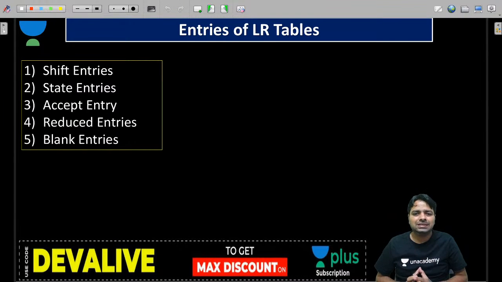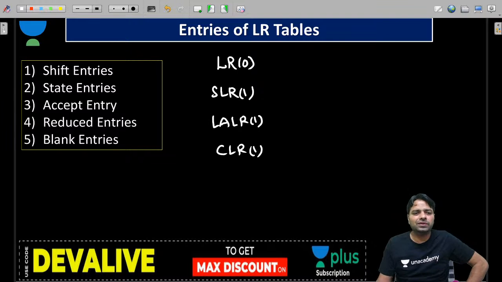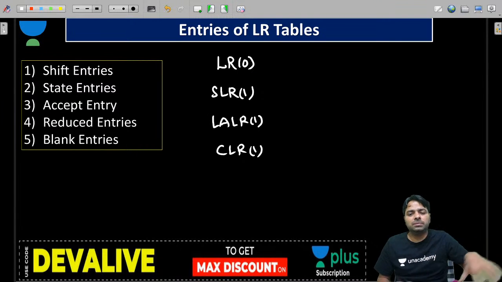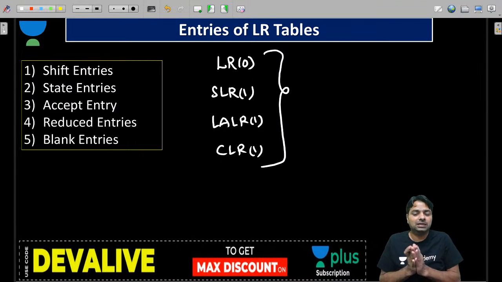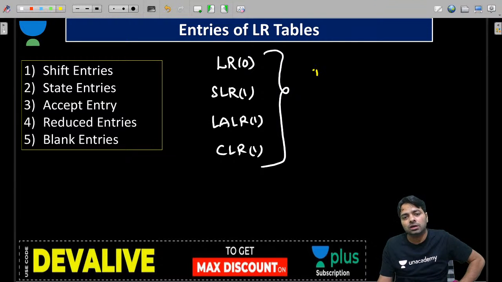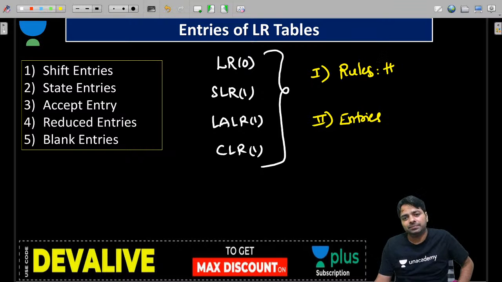Now we need to construct the LR tables. We have 4 types of LR tables: LR0, SLR1, LALR1, and CLR1. We have 4 tables. And out of these 4 tables, you must be careful. Many things we handle with the same rule. Rules are different, entries are different. Remember that. We are going to talk about 2 things: rules and, second, entries. How to give an entry. Rules will help you give an entry.